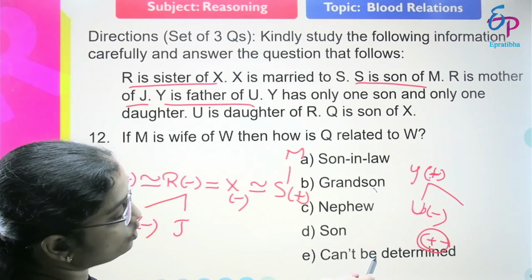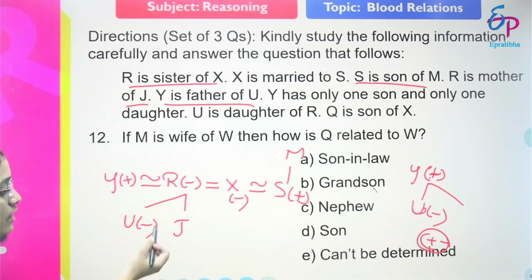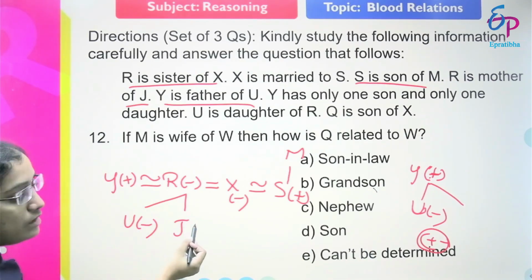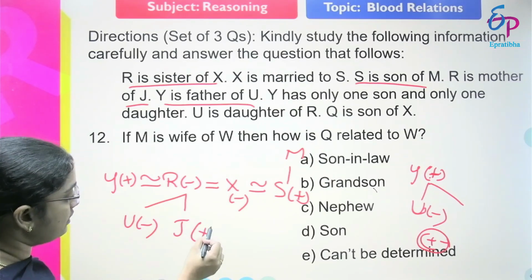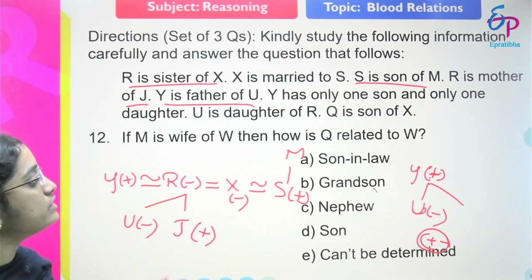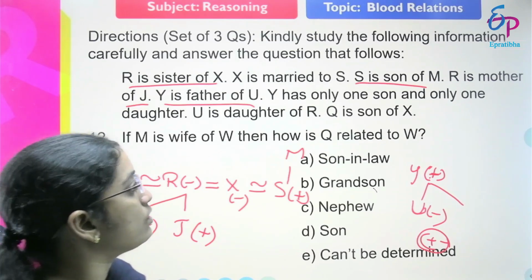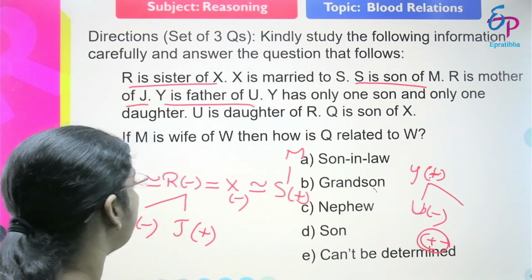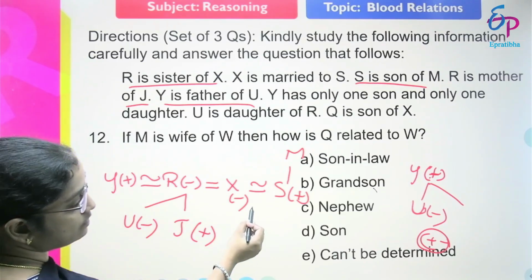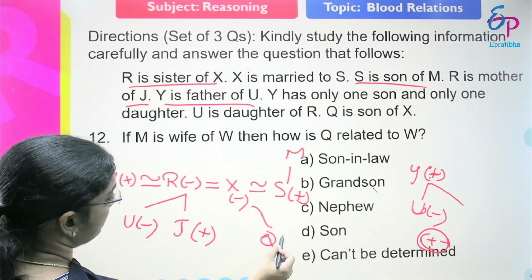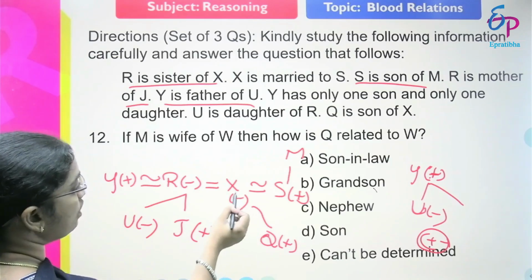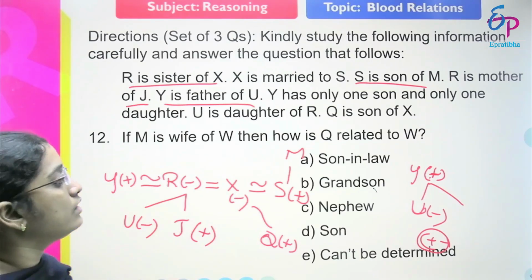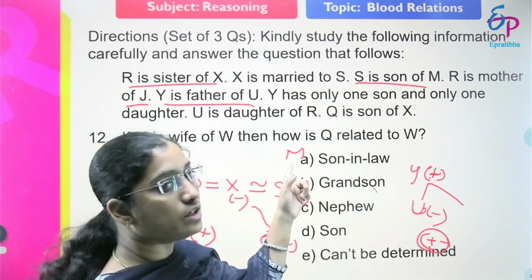Y has only one son and only one daughter, and here we already have one daughter. That means definitely the remaining child is son. J is son of Y and R. The next information: Q is son of X. Then we are not getting any information related to M.